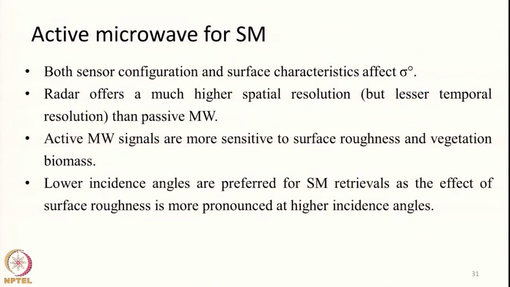So, in active remote sensing, the sensor configuration, that is which frequency it is observing, at what look angle it is collecting the data, and what polarization it is collecting the data, and the surface characteristics, especially the presence of surface roughness and vegetation characteristics, will influence soil moisture estimation.